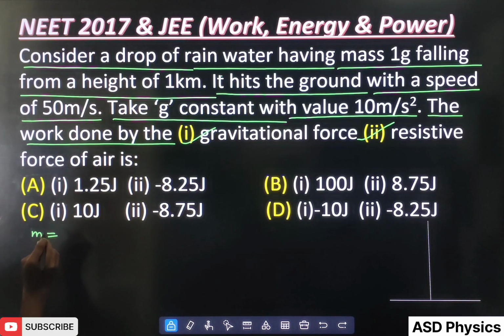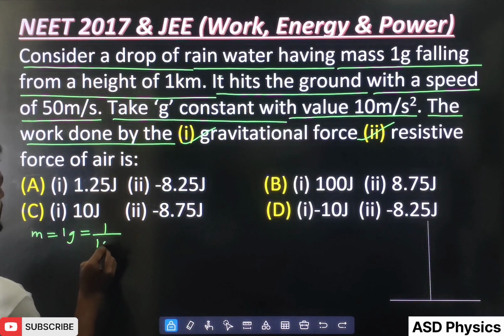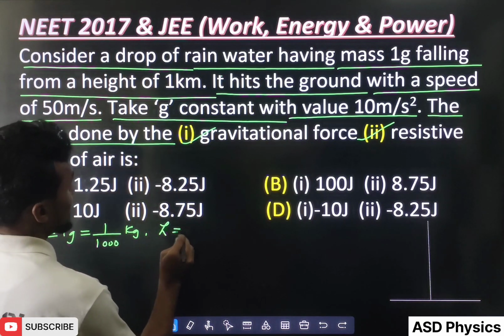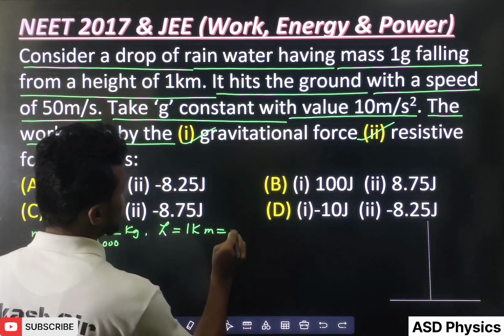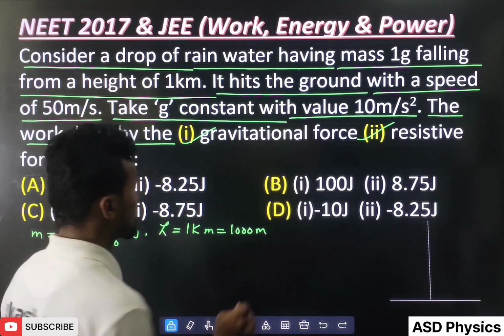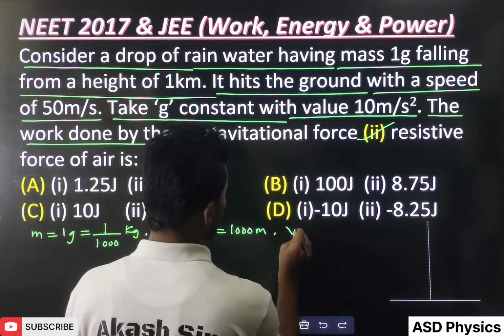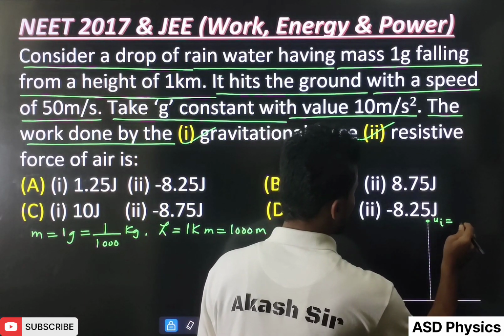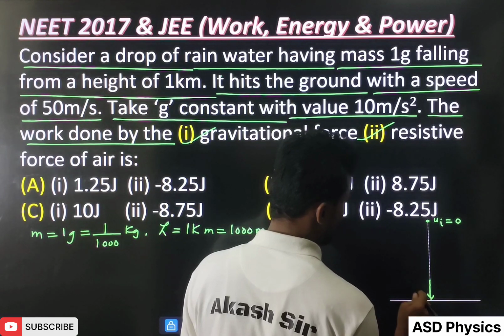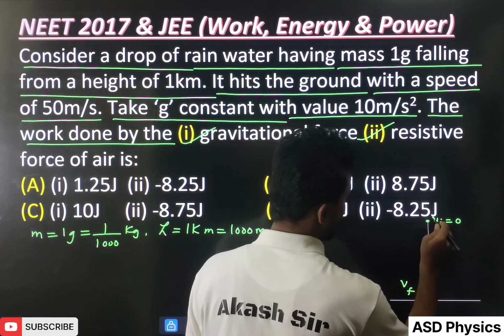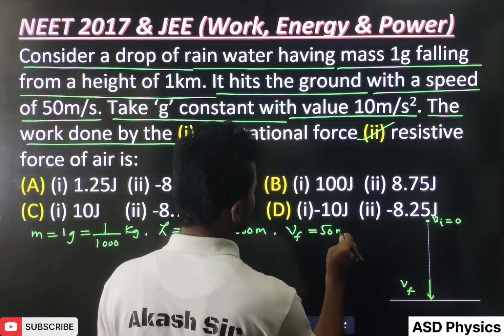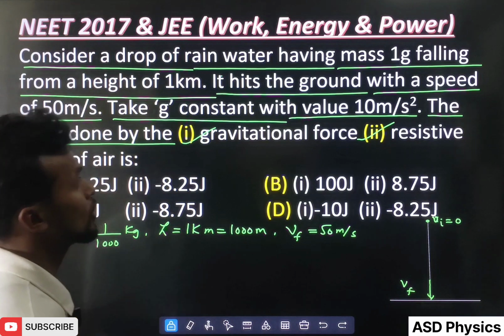Mass, how much is given here? You can see very well, the mass is given as 1 gram. 1 gram we can write as 1 by 1000 or 10 power minus 3 kilogram. After that, the height is given as 1 kilometer, so we can write 1000 meter. Next, if we talk about speed, the final speed: when the drop is falling, its initial speed is 0, and when it is striking the ground, its speed is Vf. You can also write Vi, no problem. Vf is given as 50 meter per second. After that, the g value is given as 10.